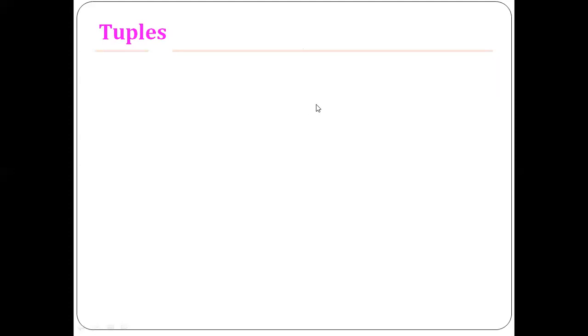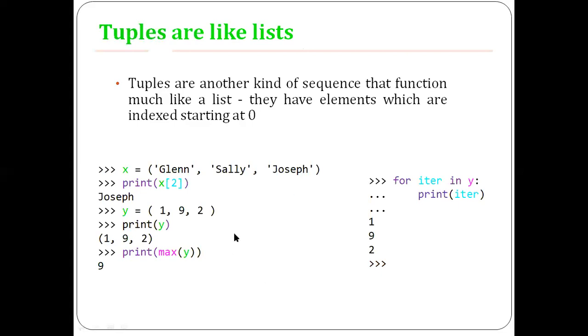Okay, we'll start the next topic, that is tuples, right? So what are tuples? They are another kind of sequence that function like a list. They have elements which are indexed starting at 0, right? It is very much similar to the list, and they are indexed starting at location 0, right?